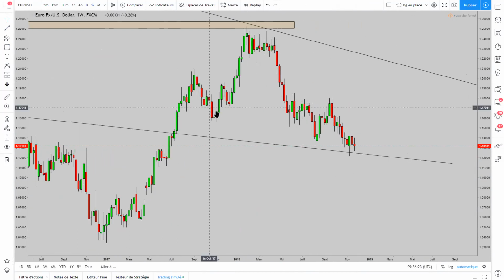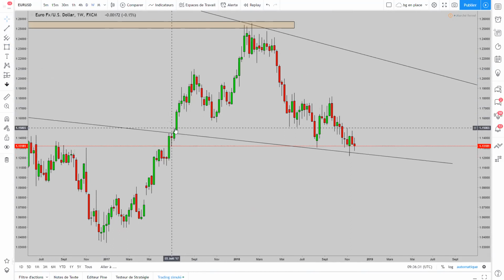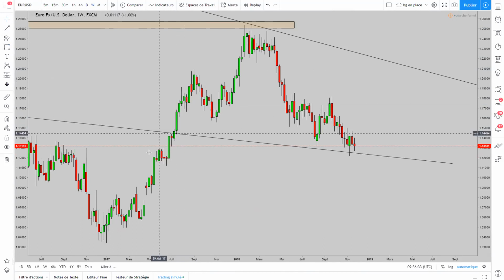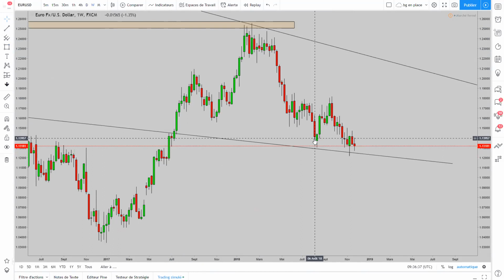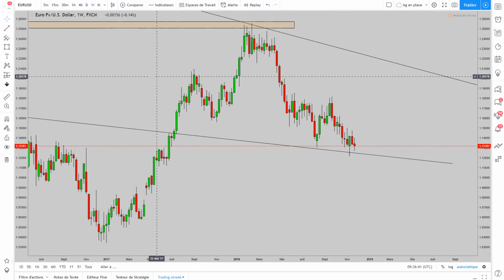Something looks like head and shoulders, but it's not. It's really strange in reality. It's showing that the trend changed: high, low, higher high, and then lower low. That's the December pattern. It could be a retest. It could be a retest, yeah.